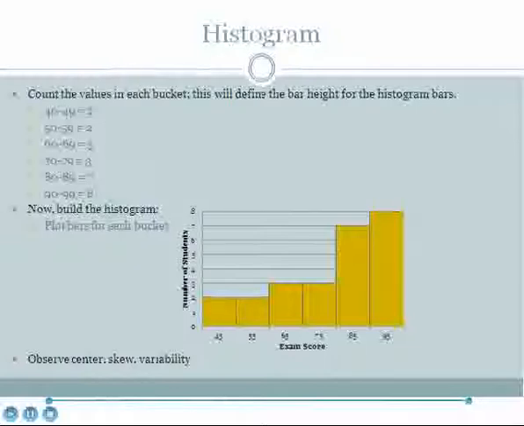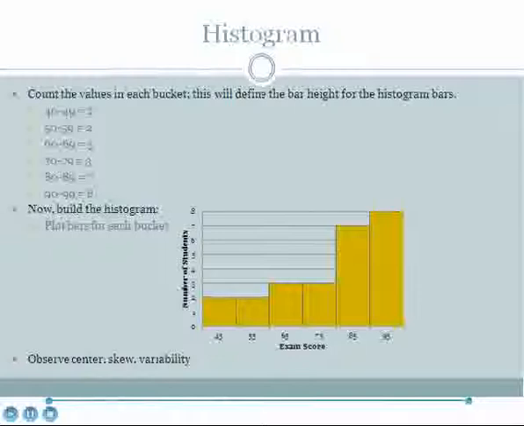Now build the histogram by plotting bars for each bucket. The resulting histogram is shown below. Observe the center, skew, and variability of the data. The data is quite variable, and there's a strong skew in one direction.